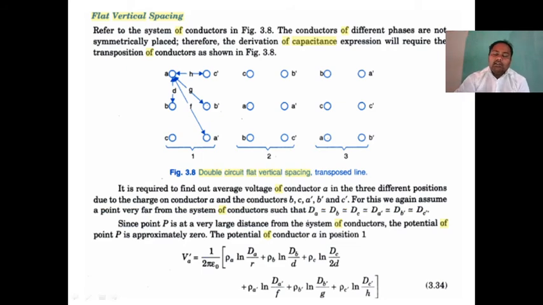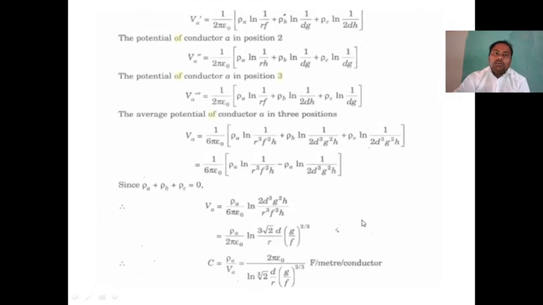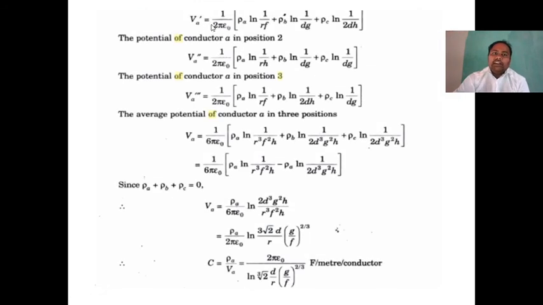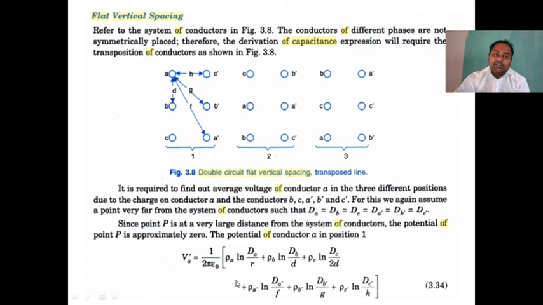So take common. The total expression becomes VA dash is equal to 1 by 2 pi epsilon naught [rho A log 1 by RF plus rho B log 1 by DG plus rho C log 1 by 2DH]. Because rho A is equal to rho A dash, take one of them, that is rho A. In the previous expression, rho A log dA by R, here rho A dash log dA dash by F. So R into F, we get rho A log 1 by RF.